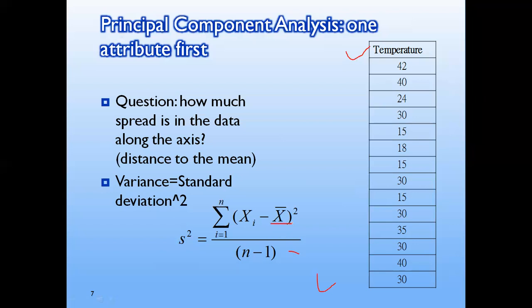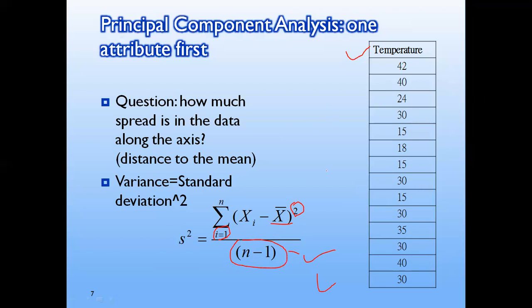X bar represents the mean, and Xi represents my data points, right? So why do we take the square here? Because the distance can never be negative, right? And we find this distance for all the points in the data set, for i equal to 1 to n. Here n is nothing but the number of data points in the data set. And we take the average of these values, and that's why the divider factor is n minus 1.